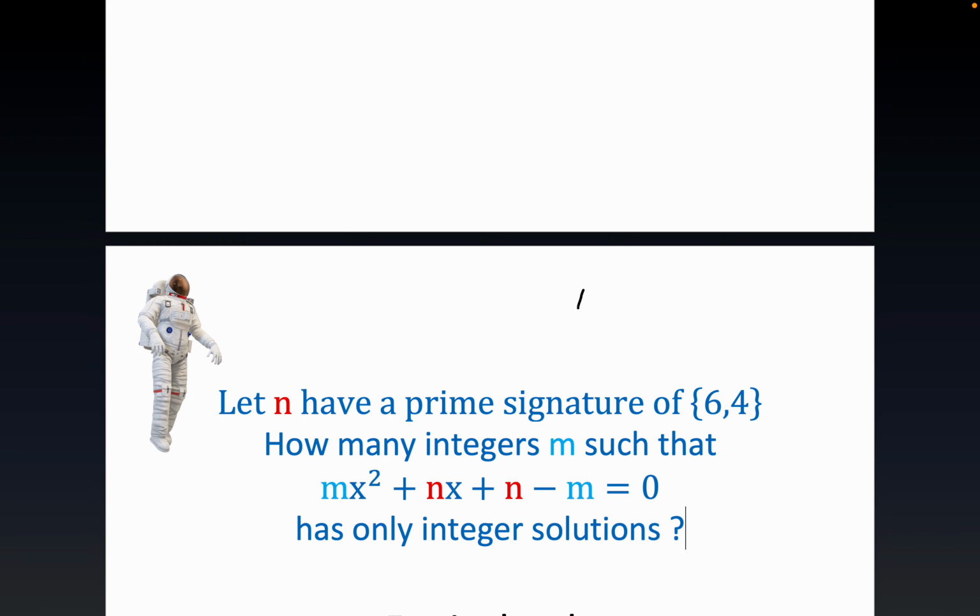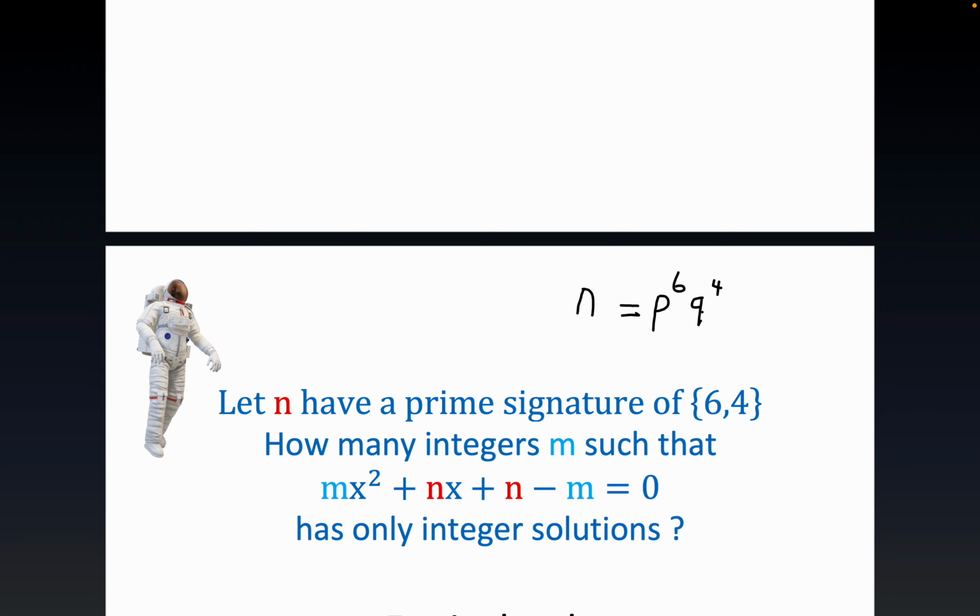Problem here because we don't know any of the constants. One of the coefficients has a pretty strong property. We have n that has a prime signature of 6,4. Now what this means is that if you take two primes, I don't know if they have to be distinct or not actually, but anyway, n would look like this: p raised to the 6th times q raised to the 4th, where p and q are of course primes.